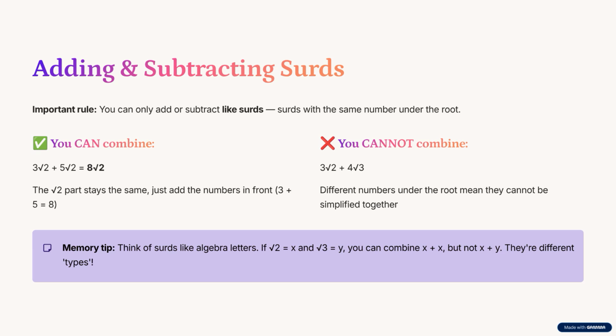Think of surds like algebra letters. Square root of 2 is like x, square root of 3 is like y. You can combine x plus x, but you can't combine x plus y. The same rule applies here with surds. Let's try a few more examples.